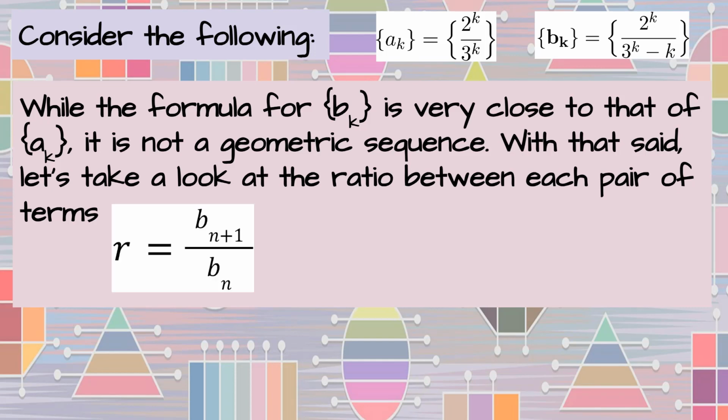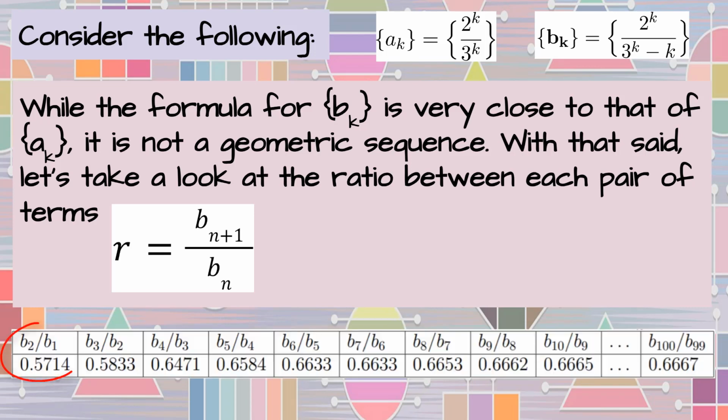That ratio would be the next term of b divided by the term before. It's not going to have a common ratio because it's not fully geometric, but it does look similar to that, so let's take a look at some of those ratios. If you divide the second term by the first term, you get 0.57. The third term divided by the second term is 0.58. Notice how these ratios are not the same.